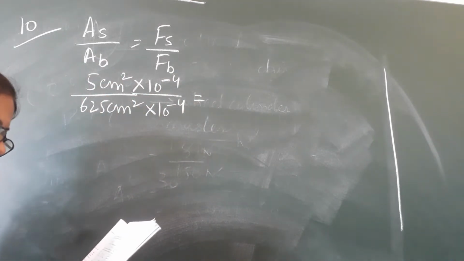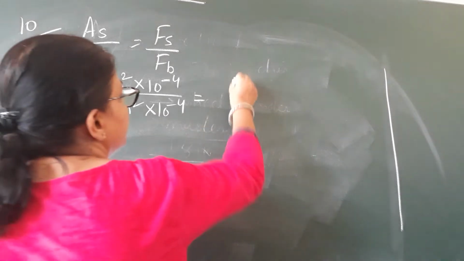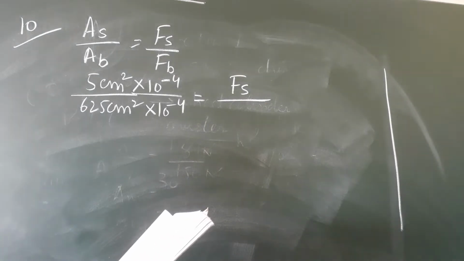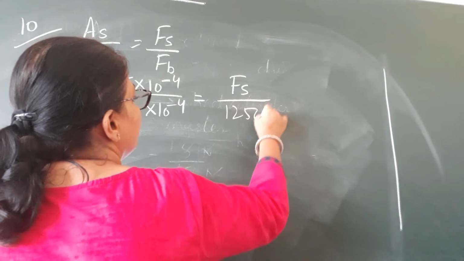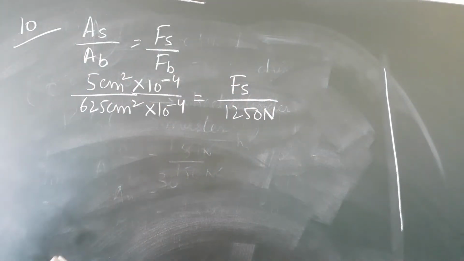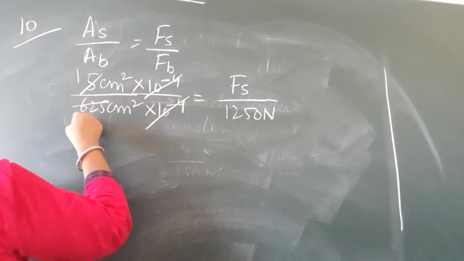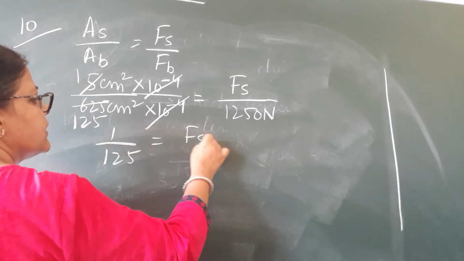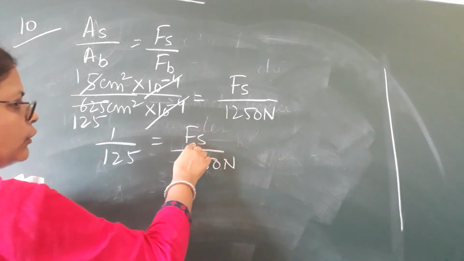And what else is given to you? The force on the smaller piston. What force on the smaller? Means you have to find out the force on the smaller piston that will be able to support a load of 1250 newtons. So 1250 newtons is the force on the bigger. This information is provided in the question. Now let's see, this cancels, this also cancels, this comes 1 upon 125 is equal to Fs upon 1250 newtons. We are supposed to find out the force on the smaller.